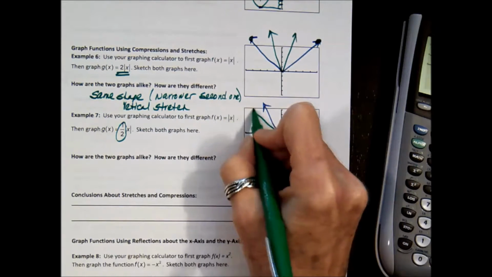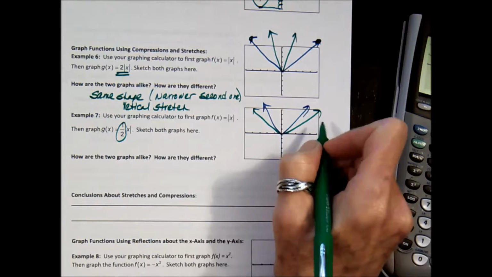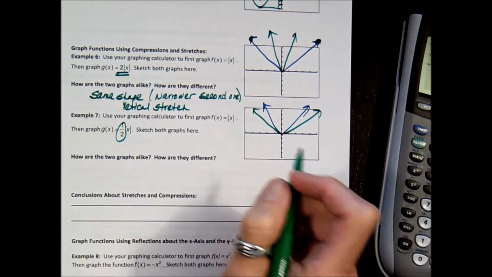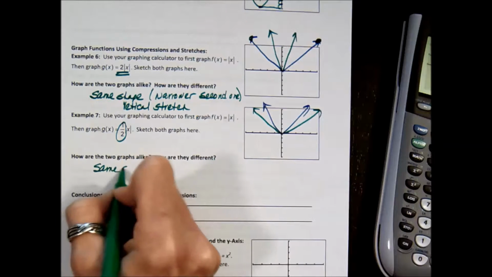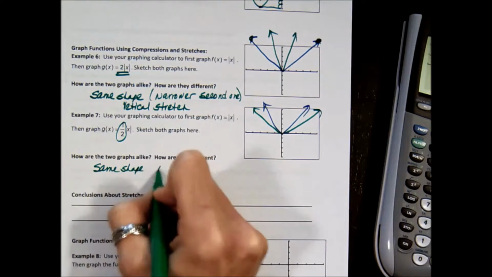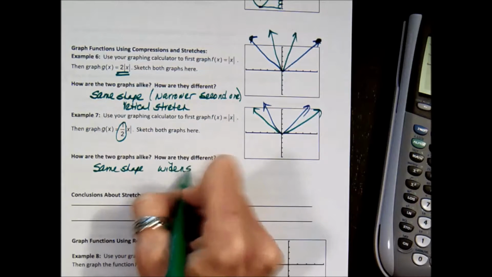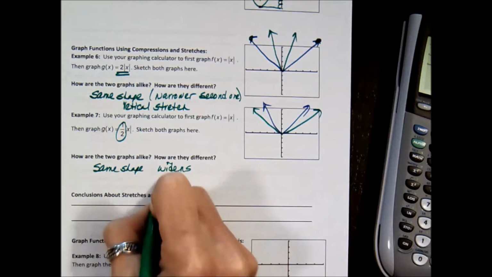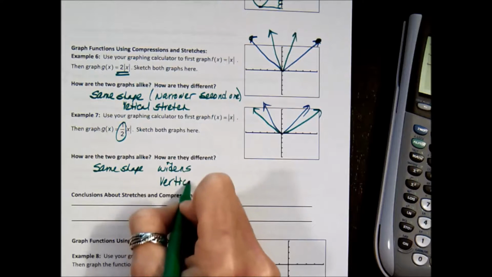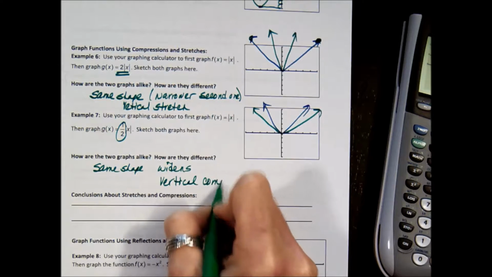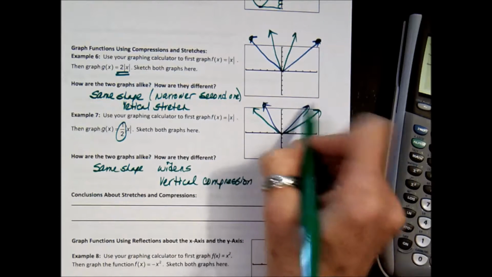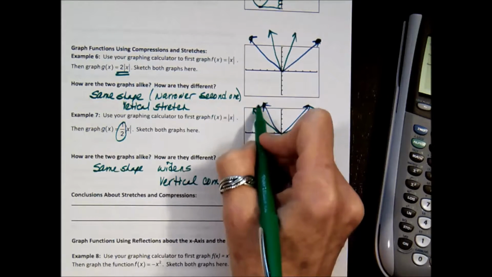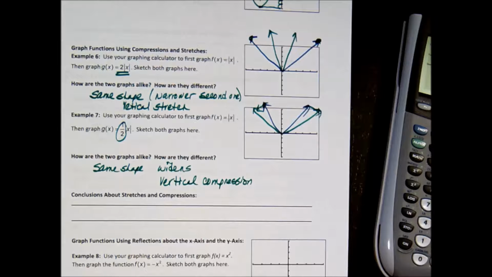That's how I think of it. So again, it's basically the same shape. It's the same basic shape, but it is wider, or it widens that graph. That is called a vertical compression. And let me tell you why it is compressed. It's like I went up here on these points and I compressed them, pushed them down. All right, so that widens it.